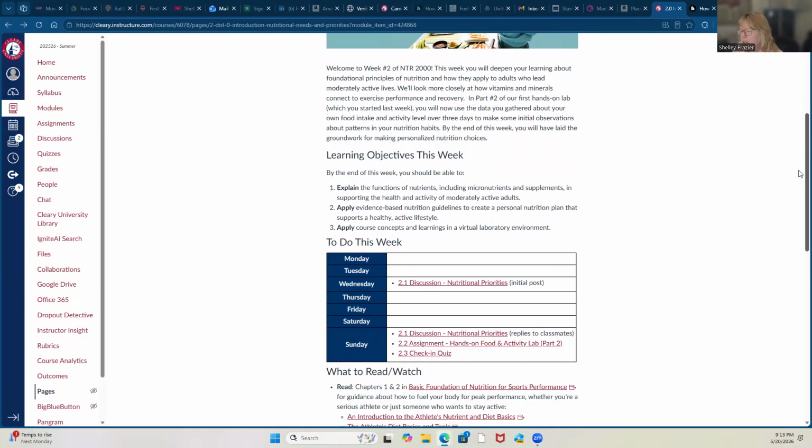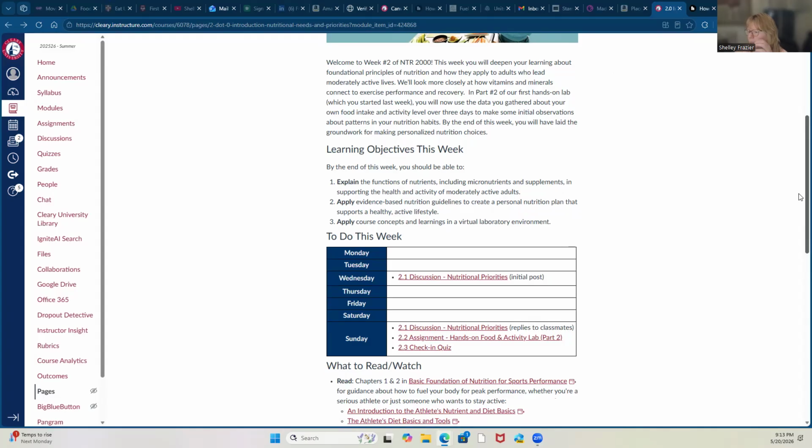The learning objectives for this week are: explain the functions of nutrients, including micronutrients and supplements, in supporting the health and activity of moderately active adults; apply evidence-based nutrition guidelines to create a personal nutrition plan that supports a healthy, active lifestyle; and apply course concepts and learning in a virtual laboratory environment.